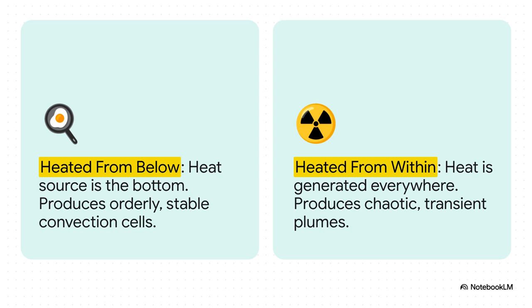And this completely changes the game. Instead of those stable cells, you get a much more chaotic system, where the interior is active and it's constantly forming these temporary, shifting plumes. This is our first real step towards what scientists call soft turbulence.